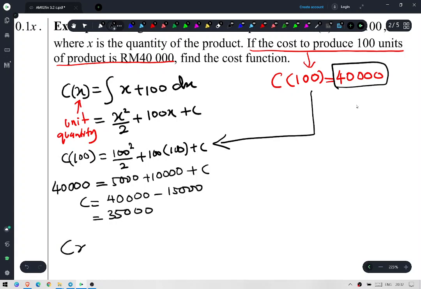Therefore, the cost function is x squared over 2 plus 100x plus 35,000. That is the final answer.